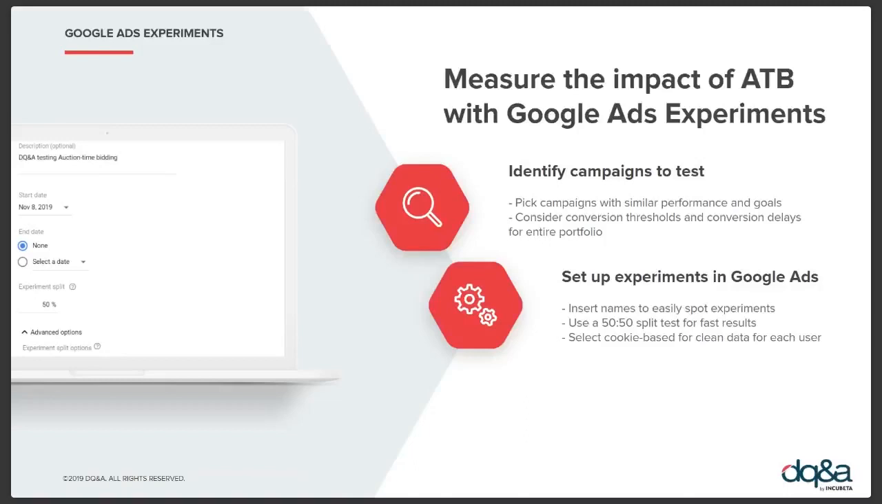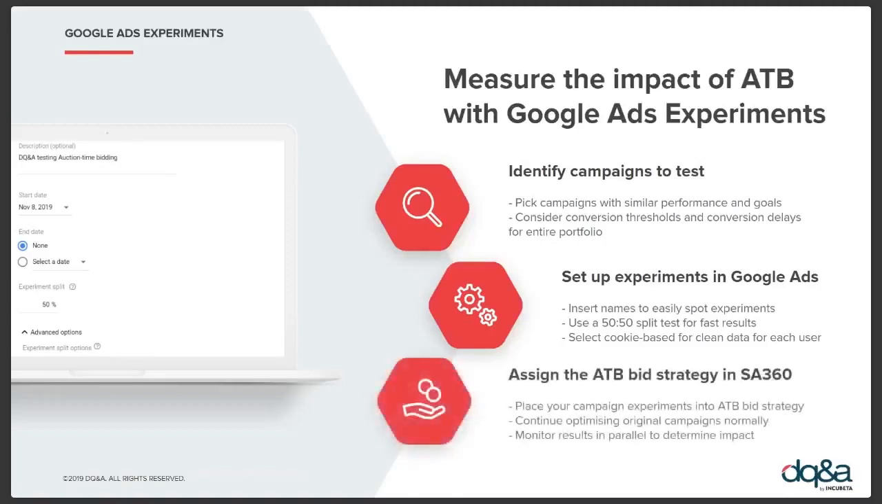You have cookie-based and search-based. Search-based means that one user can do 2 searches and see both your original campaign and your experiment campaign, whereas cookie-based makes sure that this doesn't happen. And the user's performance can therefore be attributed to either the original campaign or the experiment campaigns alone, making it a very clean test.